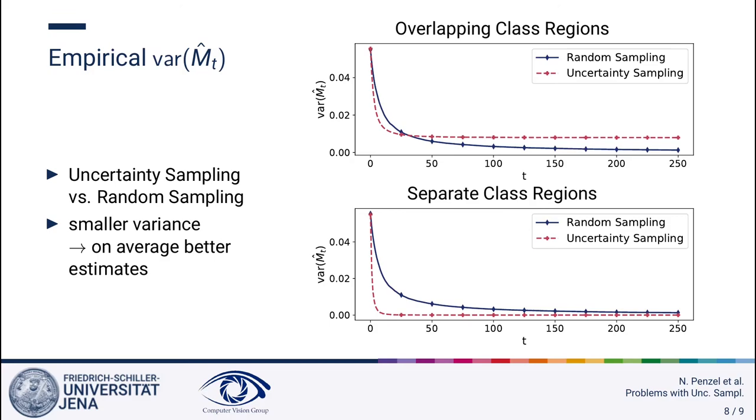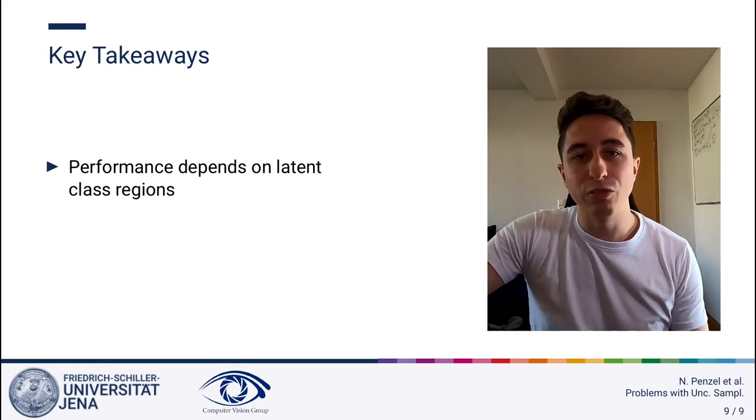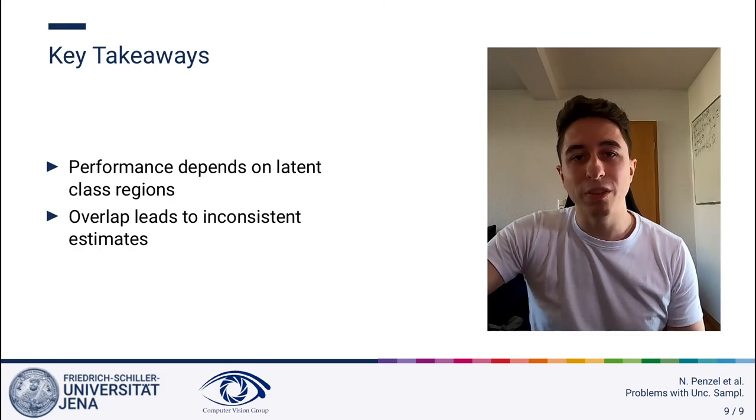I will conclude with the two key takeaways of our work. The first is that uncertainty sampling depends highly on the latent class regions. To be more specific, it actually depends on the overlap of the latent class regions, meaning that the overlap determines if uncertainty sampling can outperform random sampling or if random sampling is the better choice. I hope in the future you are careful when choosing uncertainty sampling.